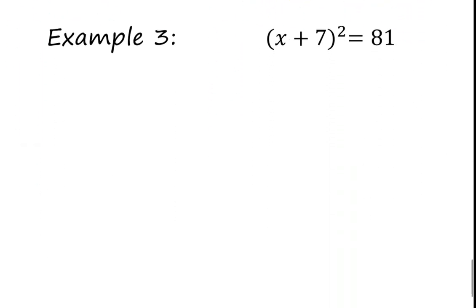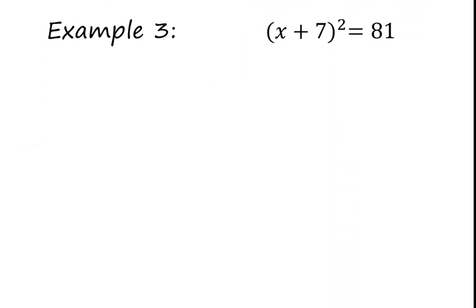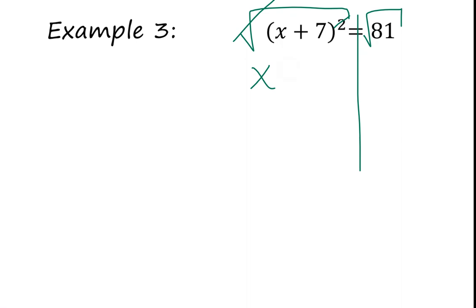Now for the last example, this one looks a little bit different. We don't have a coefficient or a constant outside of the parentheses here. So we need to tackle that exponent first. I know that the way I can remove a squared is to take the square root of both sides. And the square root and the squared will cancel off. So when I do that, what's left over? The only thing left over is everything inside of the parentheses, which is x plus 7 is equal to the square root of 81.